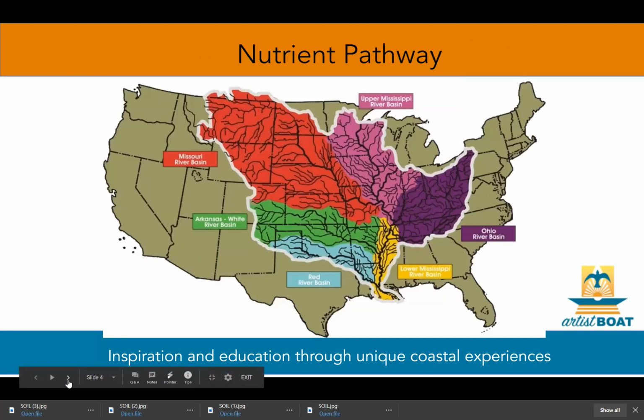Now, if we take a look at the nutrient pathway, the Mississippi River and its tributaries drain 41% of the United States and carry the nutrients that cause the Gulf's dead zone. So it's not just Texas that's contributing these nutrients to the Gulf.